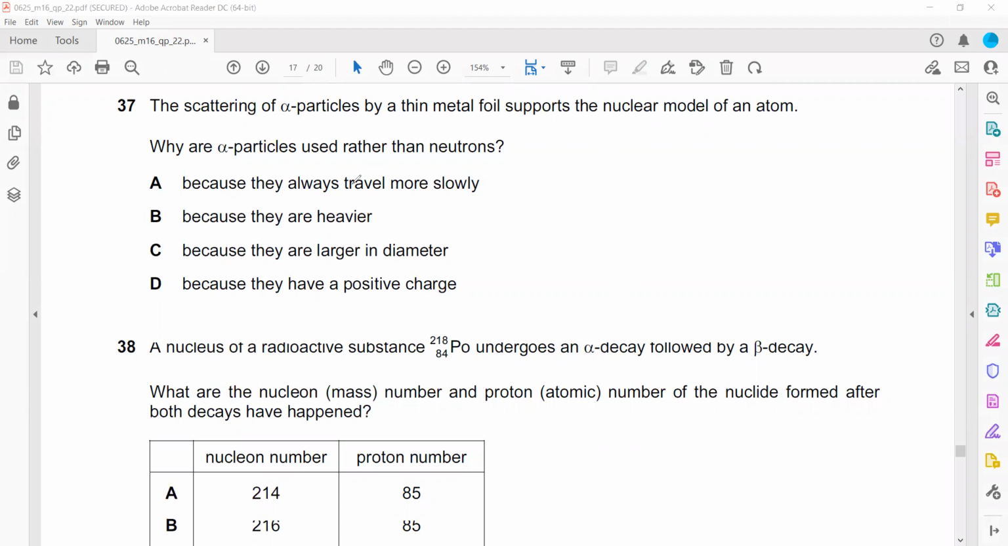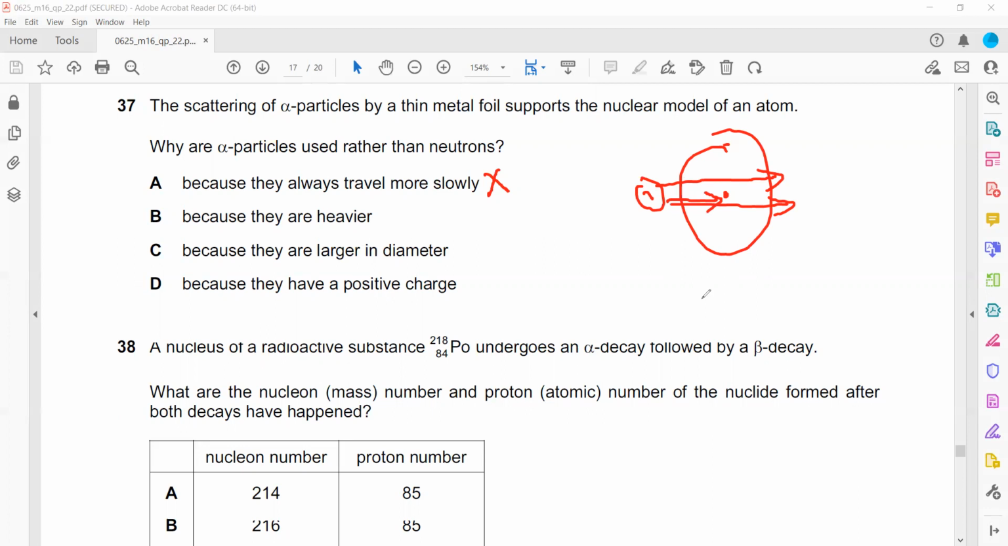Because they always travel more slowly. That is not the reason. Alpha particles are basically charged particles. So when the charged particles are there in a nuclear model, to identify whether, if neutron was used, then neutron does not experience any attraction or repulsion. So it will either collide or it will be stopped, or it will pass straight.